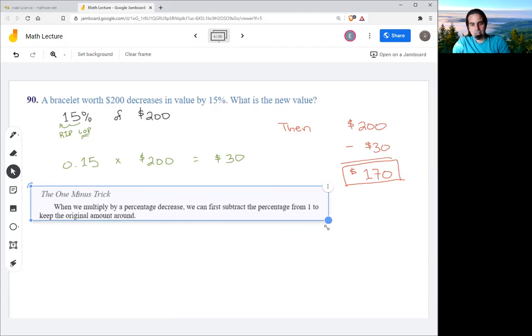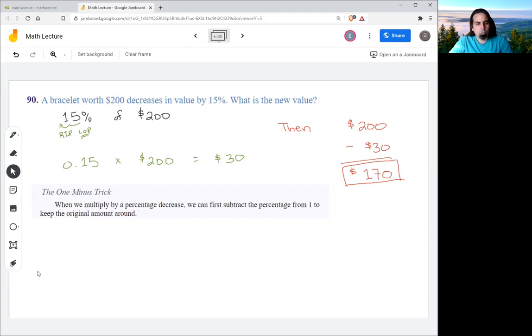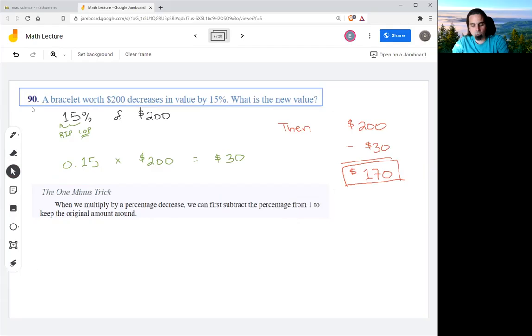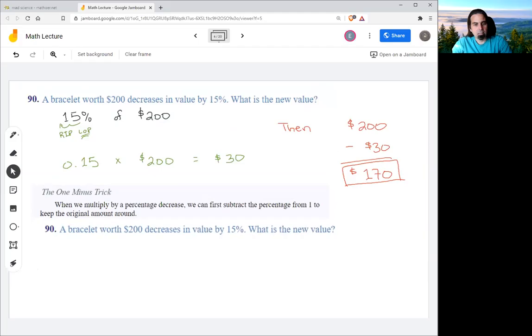All so quiet. Okay. So the 1 minus trick is a little longer than the 1 plus trick. I'm going to do the same kind of thing. Let's take the same problem. And I'm going to take that 200 and write it over here, just like when Joel was talking. And I'm going to multiply it by something. And I'm still going to say that, hey, 15% is 0.15.